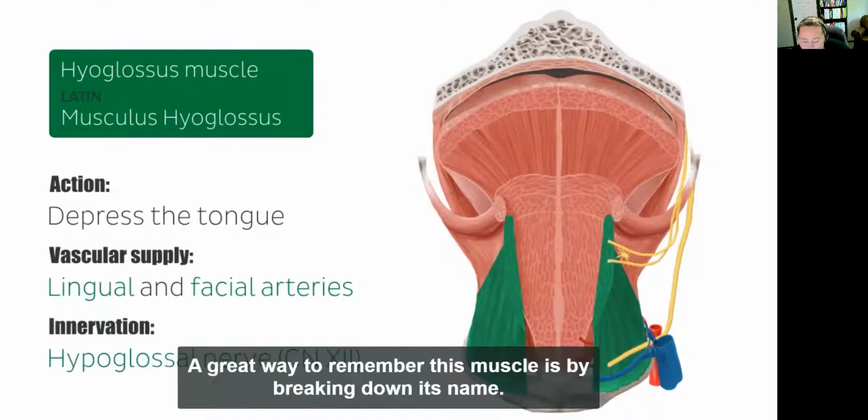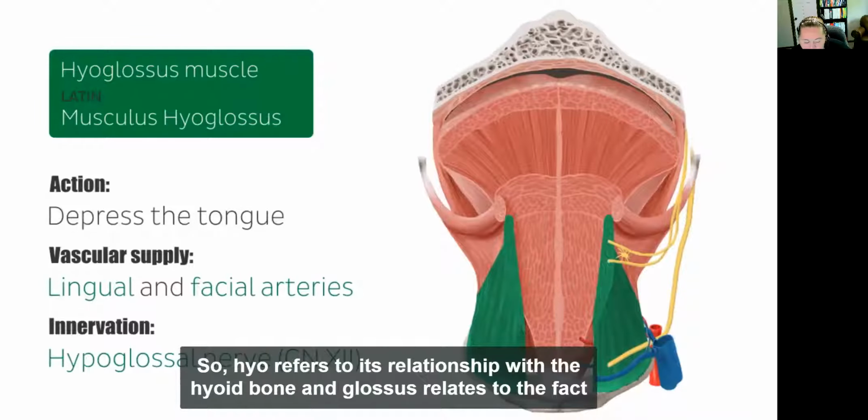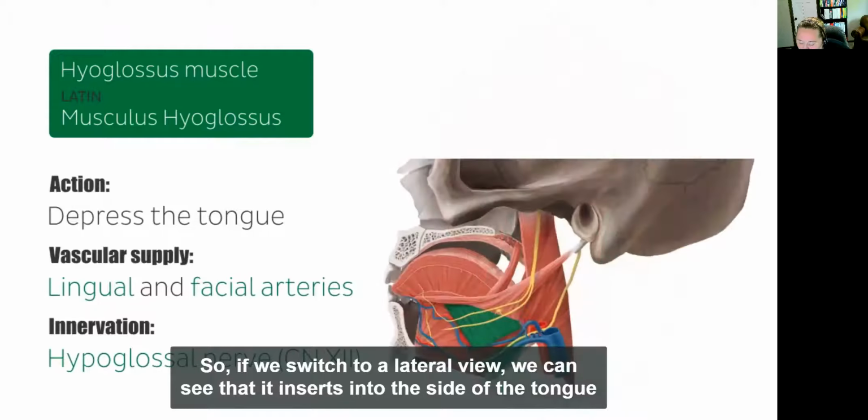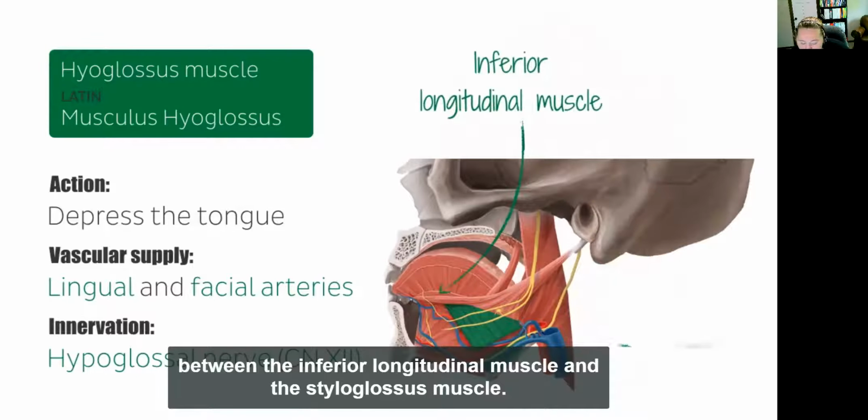A great way to remember this muscle is by breaking down its name. So hyo refers to its relationship with the hyoid bone, and glossus relates to the fact that it's a muscle of the tongue. So if we switch to a lateral view, we can see that it inserts into the side of the tongue, between the inferior longitudinal muscle and the styloglossus muscle.